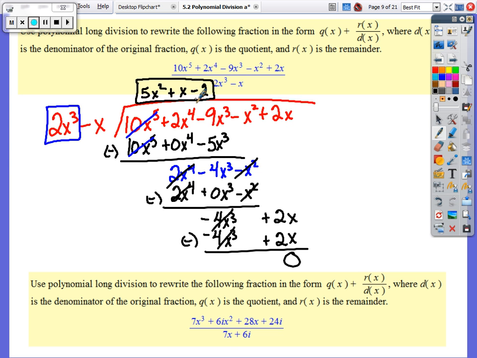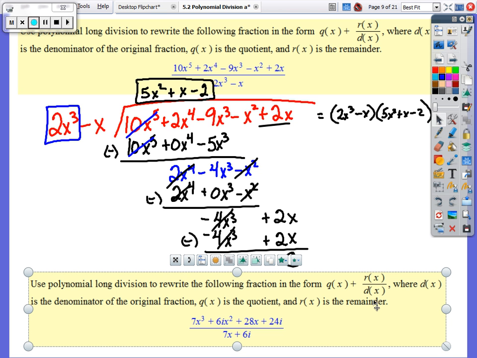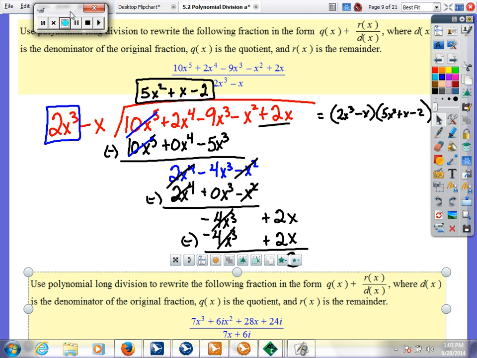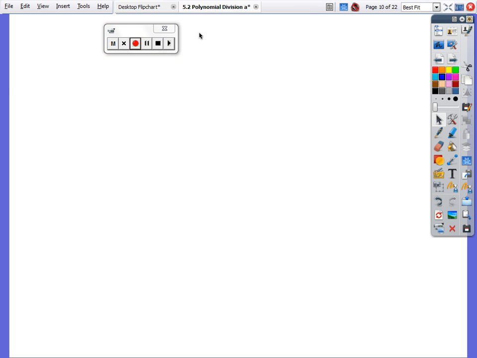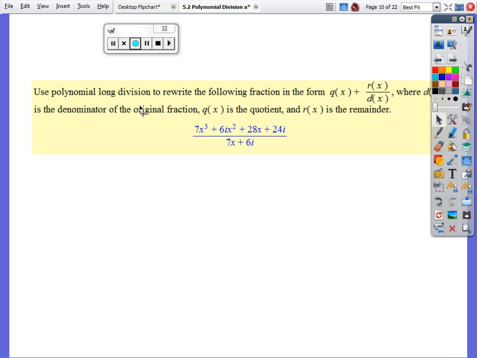So I could write this crazy looking polynomial as that little bubble times that bigger bubble: 2x cubed minus x and 5x squared plus x minus 2. Those two being multiplied would give us that. That's in red. That's pretty cool. That's pretty neat. Now I'm going to just copy and paste this to another screen here. I think that may be a better way of doing it. So let's insert another page, and that way we can keep that up there if we need to reference it. So let's go ahead and take a look at this one.